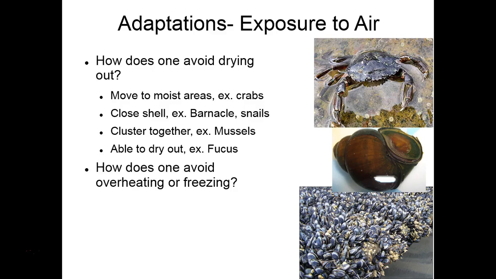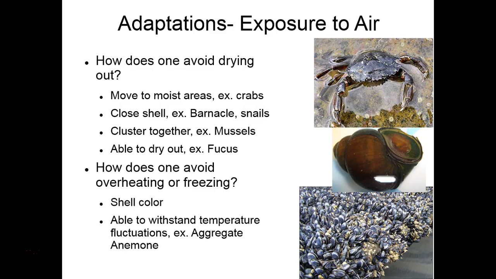So the second thing with exposure to air is avoiding overheating or freezing. How do these organisms do that? Well, one thing is shell color. Researchers have found that organisms of the same species, I think they were snails, that were found in areas more exposed to sunlight tend to be lighter in color, and if they were in the shade more, they tend to be darker in color.